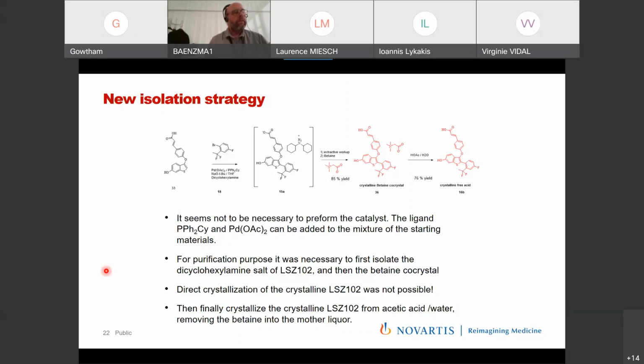Then the dicyclohexylamine was extracted from the aqueous phase. Then back extraction of the LSZ into the organic phase, and then we did a betaine co-crystallization in acetone. This removed all these byproducts, which I showed in the previous slides. And then with acetic acid and water, we could actually crystallize the free acid as a crystalline solid, and the betaine was removed into the mother liquor.